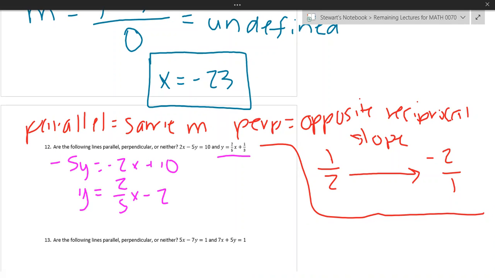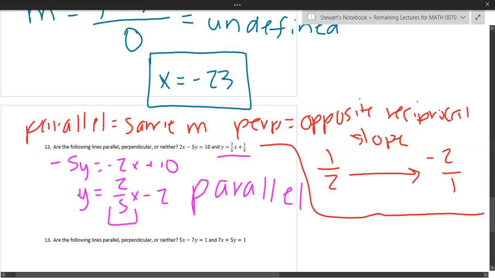So it doesn't matter what the y-intercepts are. If they're the same y-intercepts and the same slope, then they're the same exact line. So you don't have to worry about the y-intercepts. We're just really concerned with what the slope is. So we have a slope of 2/5 and we have a slope of 2/5. The slopes are the same. So these ones would be parallel lines.